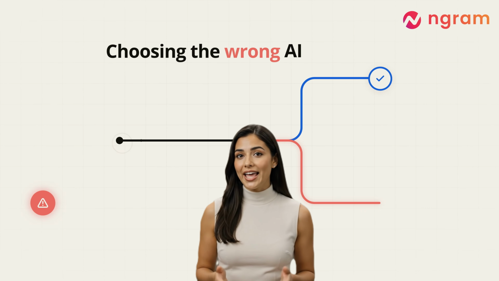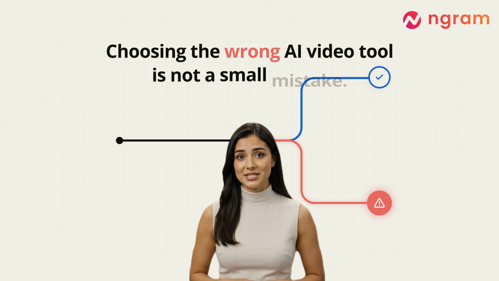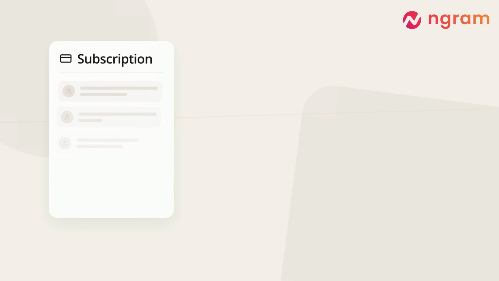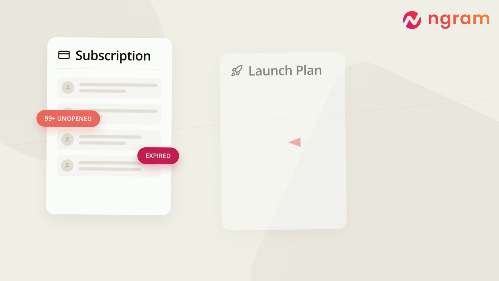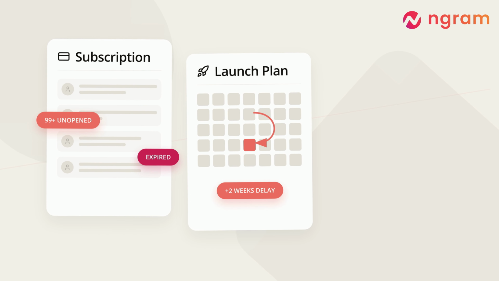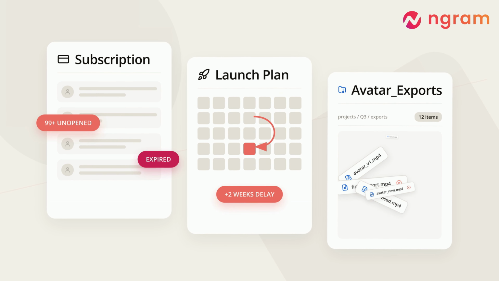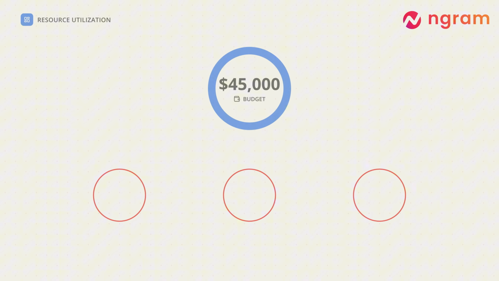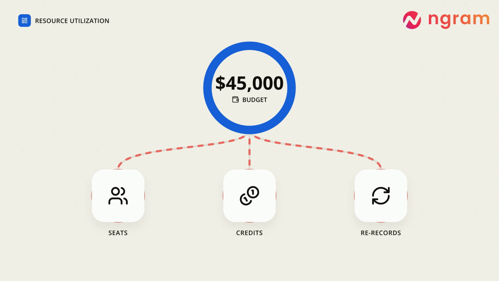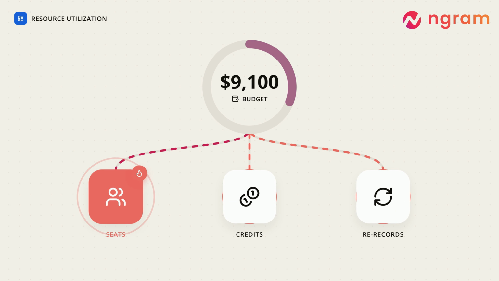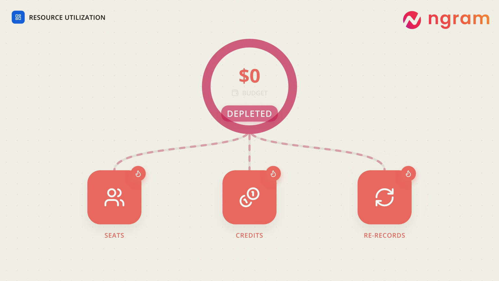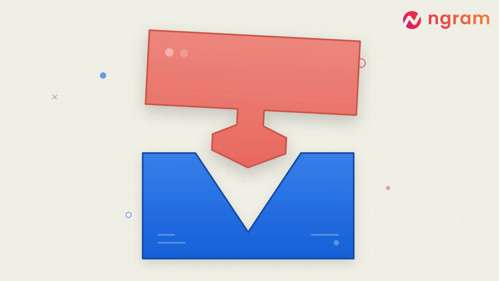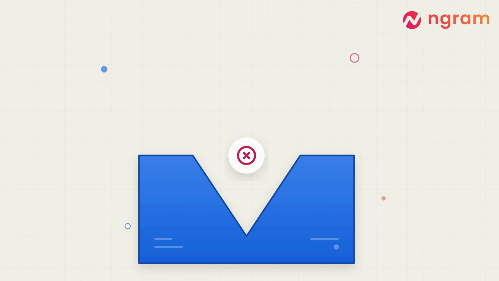Choosing the wrong AI video tool is not a small mistake. It is a subscription your team stops opening, a launch that slips 2 weeks, and a library of avatar videos nobody on the product side actually wants to ship. I have watched marketing teams burn through thousands of dollars on seats, credits, and re-records before realizing the tool was never built for what they actually make.